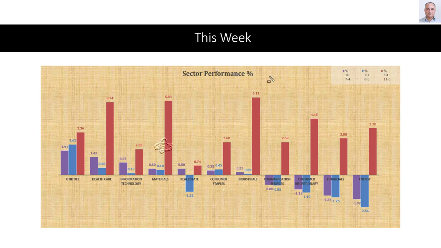Back to sector performance analysis. This is looking at the sector performance across 1 day period, 2 day period, and 5 day period. We saw on Friday 7 sectors were up, 4 were down. Over 2 days, Thursday and Friday, it was mixed. 6 sectors were up and 5 were down.